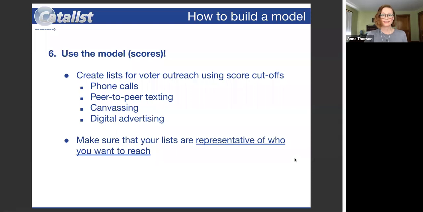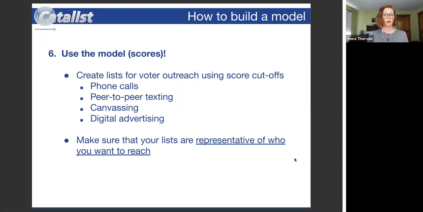If you create a list and you've used a bunch of different model cutoffs and you've used some geography, and then you look at that list and you see, oh, it's all older people, it's all people over 60. Is that actually who you want to target? And if you find that this is happening, you go back to your data scientist, your vendor, your analytics team, and you ask them, how can I use this model in a more effective way to get a more representative universe of people to talk to?